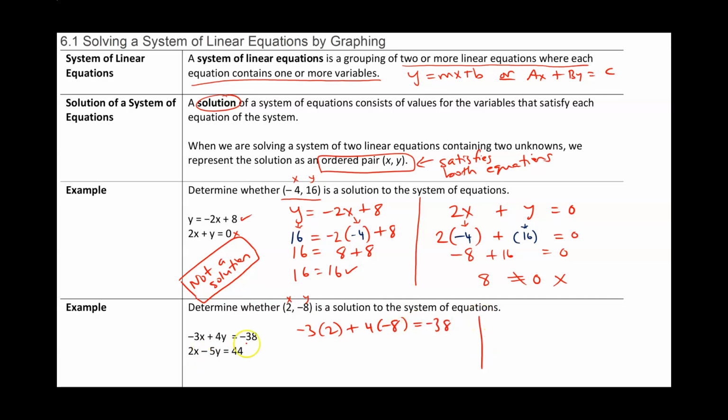The second equation is 2x. So instead of x, I'm going to replace the x value with the 2. And then you have minus 5 times negative 8. I replace the y value with the negative 8. And I want to know, does that equal 44? So we get negative 6, and then this is a negative 32. Negative 6 minus 32, that is negative 38. So negative 38 does equal negative 38. That's good. Over here, we have 4, and then a negative times a negative is a positive 40. So 44 does equal 44, which also means that it is a solution. So because the same point satisfies both equations, then yes, it is a solution.